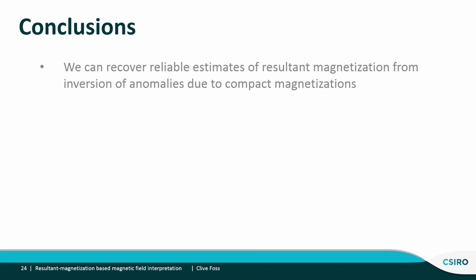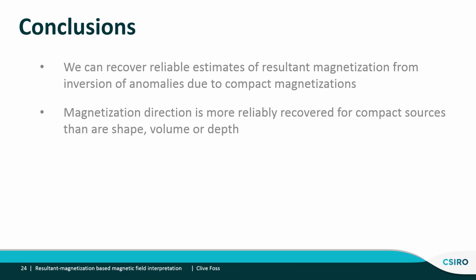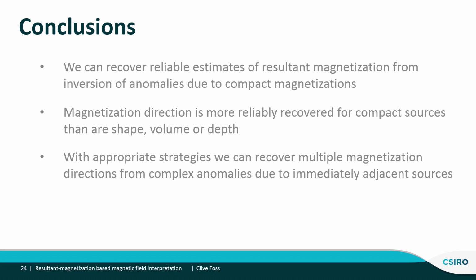So in conclusion, we can recover reliable estimates of remanent magnetization from inversion of anomalies due to compact magnetizations, that is, magnetizations close to being a dipole. Magnetization direction for these bodies is more reliably recovered than our estimates of shape, volume, or depth. And with appropriate strategies, we can recover multiple magnetization directions from complex anomalies due to immediately adjacent sources.